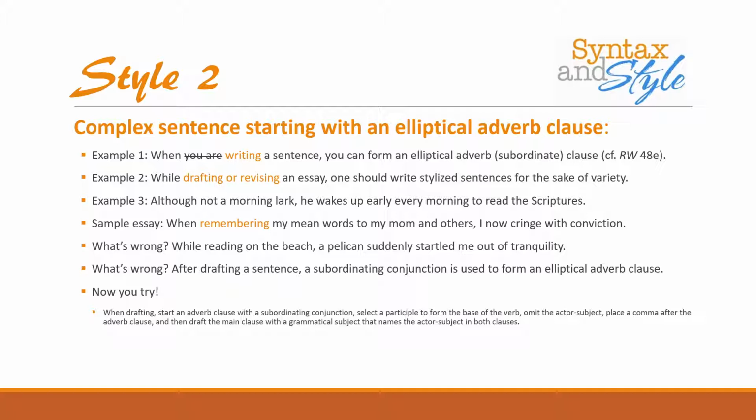Let's read some good and bad examples. Example 1. When writing a sentence, you can form an elliptical subordinate adverb clause. Do you notice what's missing? Yes, the subject you is left out, but is easily implied by the reader, and so you can leave it out for concision and flow.